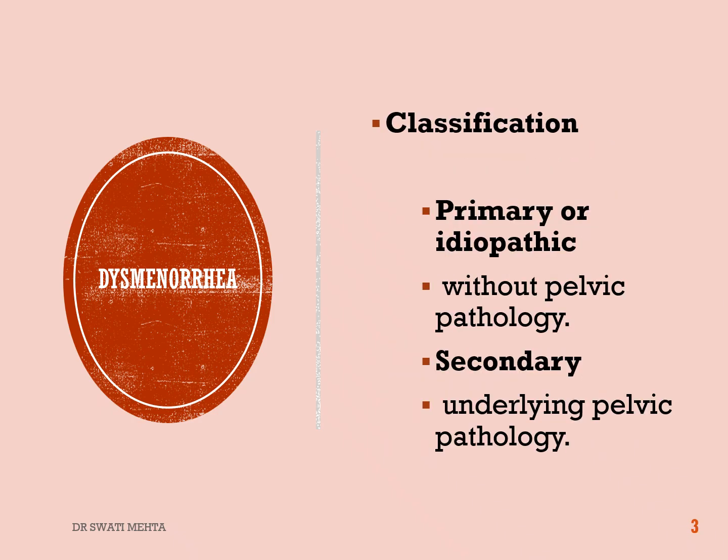Dysmenorrhea is classified into two major types. Primary dysmenorrhea occurs without any detectable pelvic pathology. The pain is functional and usually related to hormonal changes and excessive uterine contractions. Secondary dysmenorrhea occurs due to identifiable pelvic pathology such as endometriosis, fibroid, adenomyosis, pelvic inflammatory disease, or uterine anomalies. Differentiating between primary and secondary dysmenorrhea is important because treatment depends on the underlying cause.